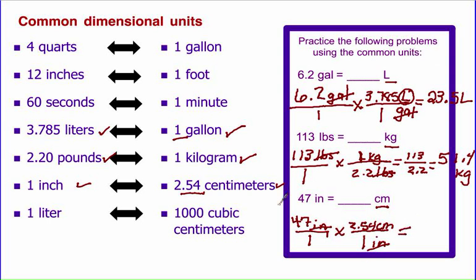And now we can cross multiply. We have 47 times 2.54, and that gives us 119.4. 119.4, and that's centimeters.